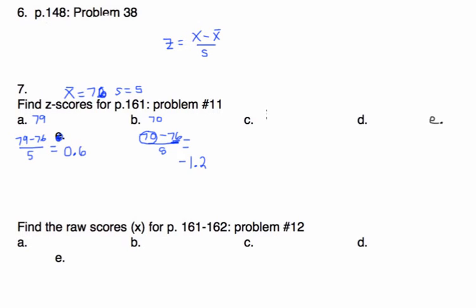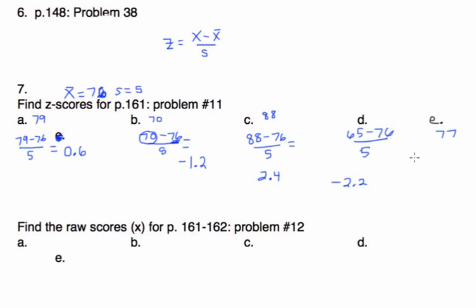Part C, score of 88. 2.4 standard deviations above the mean. Part D. Ooh, he scored kind of low. So I can guess already that he's going to have a negative z-score. So he's below the mean. He's 2.2 standard deviations below the mean. Z-score of negative 2.2.